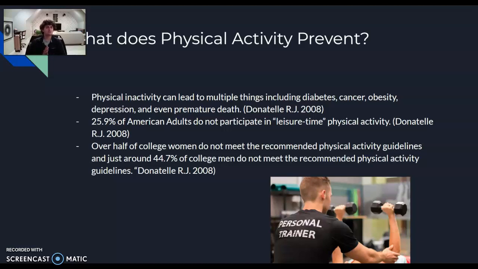Around 25, 26%, so just about 1 in every 4 American adults do not participate in leisure time physical activity, which, right when I saw that number, I was super surprised. I thought it would be under 10, maybe up to 15. I did not think it would be up to 26%. I was very surprised when I saw that number.